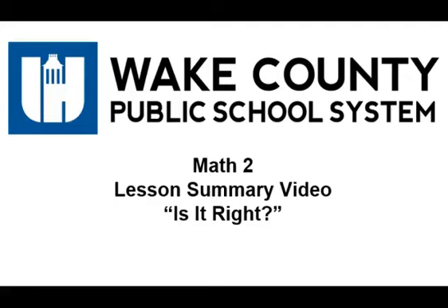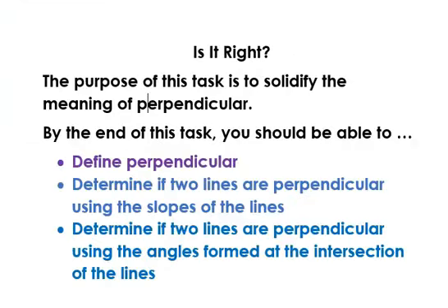This is the Math 2 lesson summary video for Is It Right? In Lesson 2, Is It Right?, the students solidified their understanding of what it means for two lines to be perpendicular. In the task, the students experimented with a right triangle in the coordinate plane. The students performed a 90-degree rotation on the triangle and investigated the relationship between the line segments of the pre-image and the corresponding segments of the image.